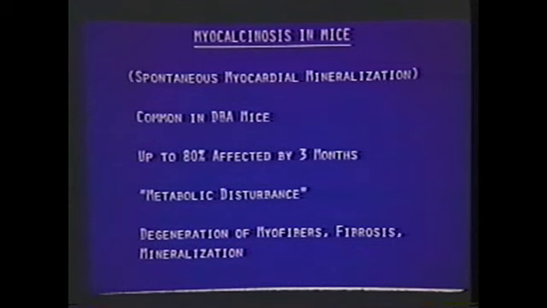So the term myocalcinosis, or spontaneous myocardial mineralization, is common in certain strains of mice, such as the DBA strain, and in some colonies there may be a high percentage of animals that may be affected by 3 months of age. The etiology here, the etiopathogenesis, is still very much in doubt. It's suggested to be a metabolic disturbance, and features are degeneration of myofibers, fibrosis, and very characteristic mineralization.